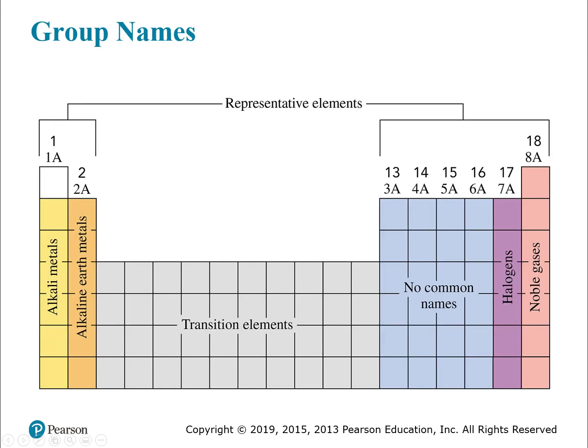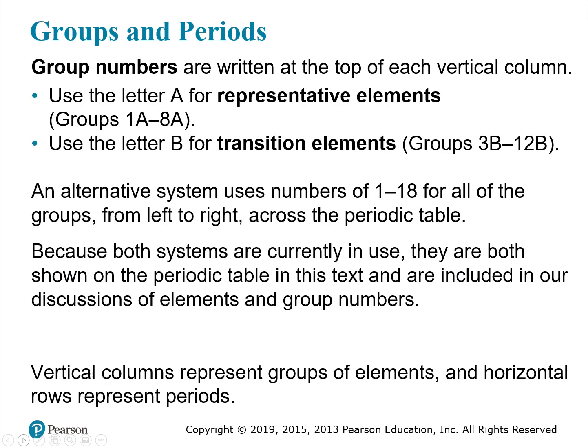We'll start with the group names. All of the groups do not have names, but the ones that do, you're responsible for. As I said, the group numbers are written at the top of each column. The letter A is used for the representative elements, and the letter B is for the transition elements. There's an alternative system that just numbers them 1 through 18, but it's not as helpful when it comes to identifying some of the different periodic trends we'll talk about.